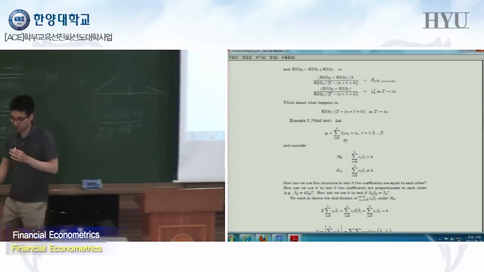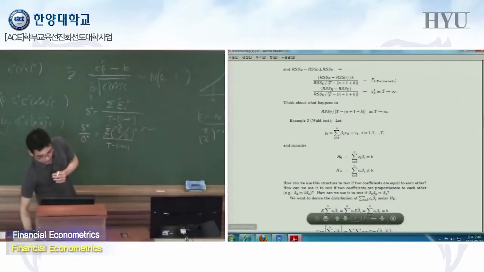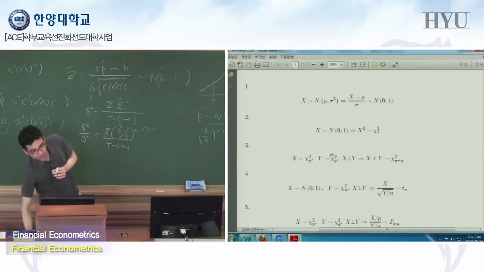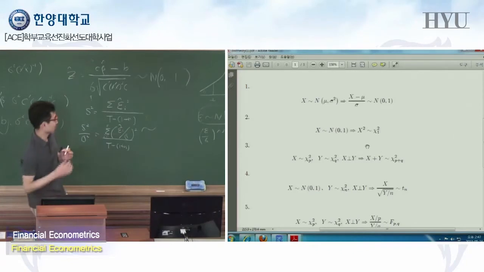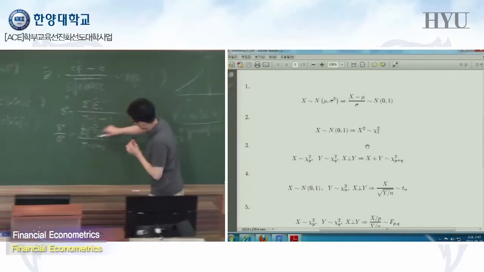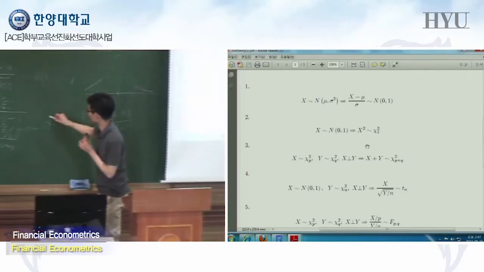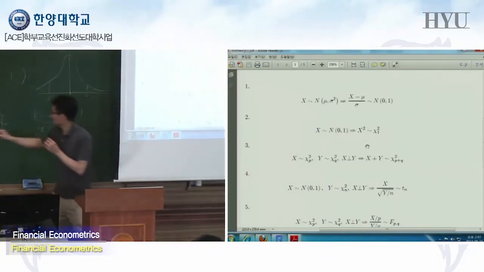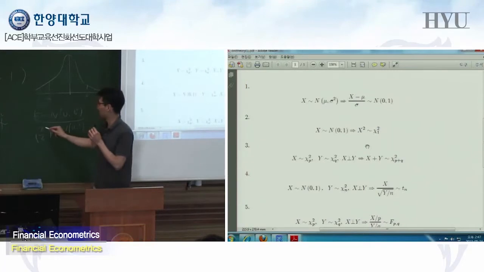This part is like a summation of squared normal distributions. So this part follows a chi-square distribution. But the problem is that this epsilon hat is different from this epsilon.